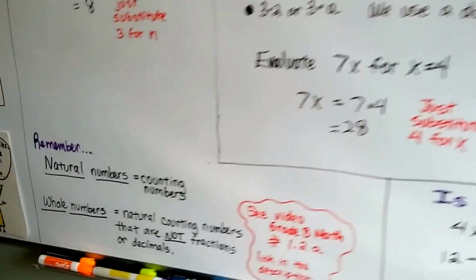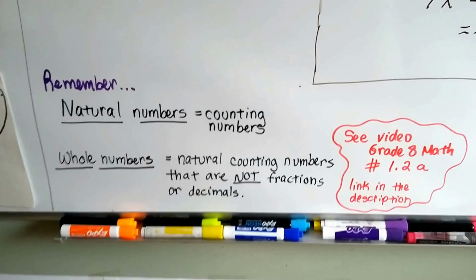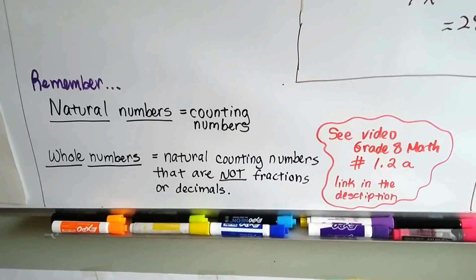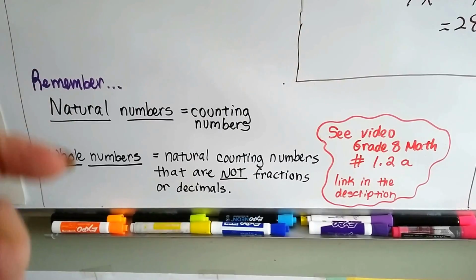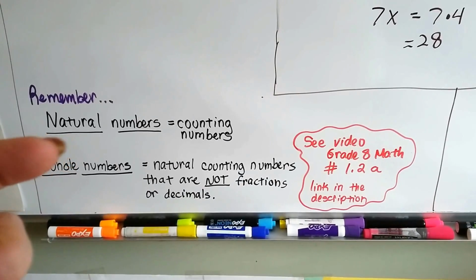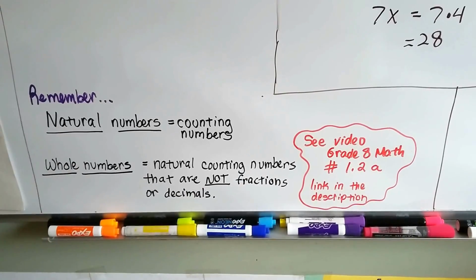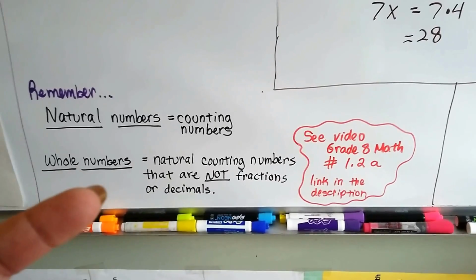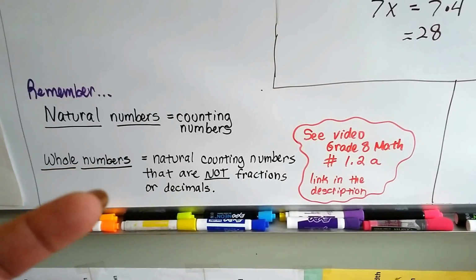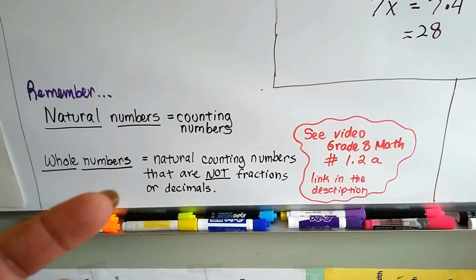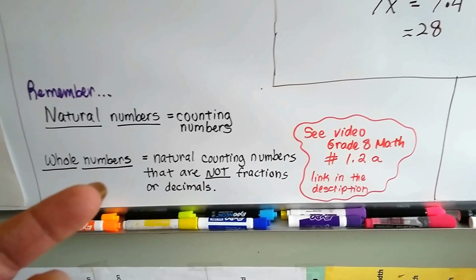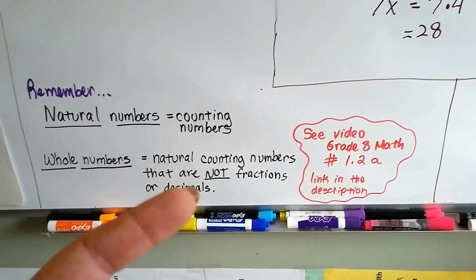Now, there's something else you need to know before we get going deeper into this Algebra 1, and that is the different types of numbers. Natural numbers are the counting numbers like 1, 2, 3, 4, 5, and whole numbers are natural counting numbers that are not fractions or decimals, and that could be 0, 1, 2, 3, 4, 5. It's anything that's not a fraction or a decimal.